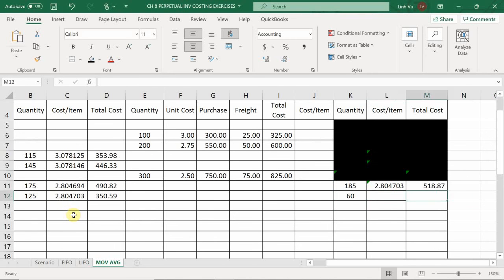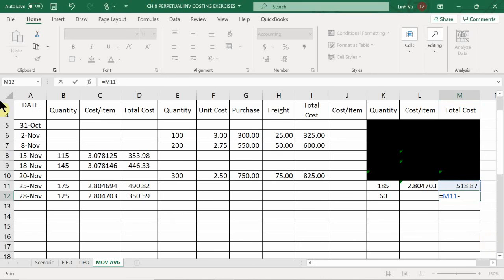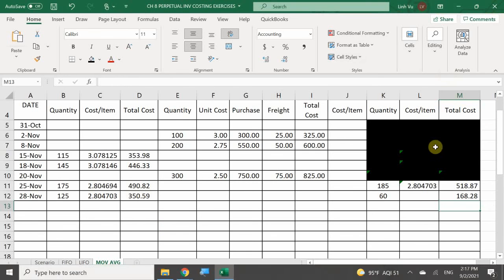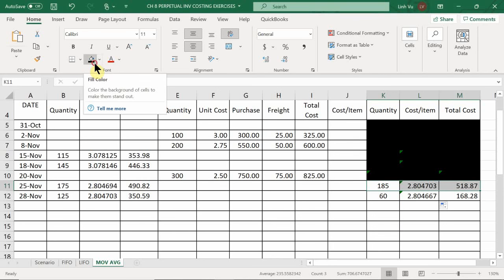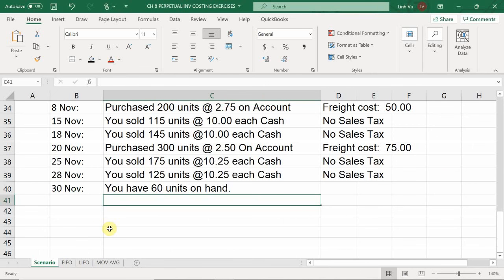Good. And then we take the 518.87, subtract the 350.59, gives us 168.28. Good. And then we take the 168.28 and divide that by our 60 remaining. And that gives us 2.8046667. Good. All right. And there we have it. At the end of November, we should have a total of 60 units left on hand.